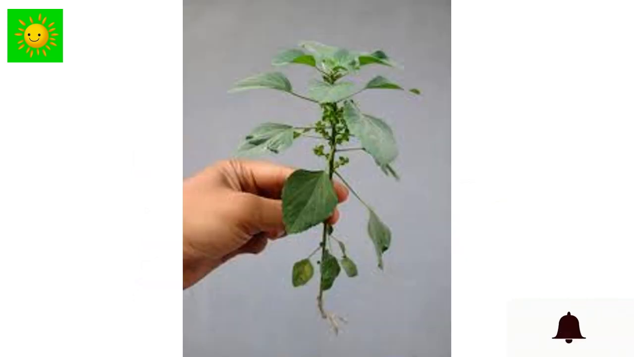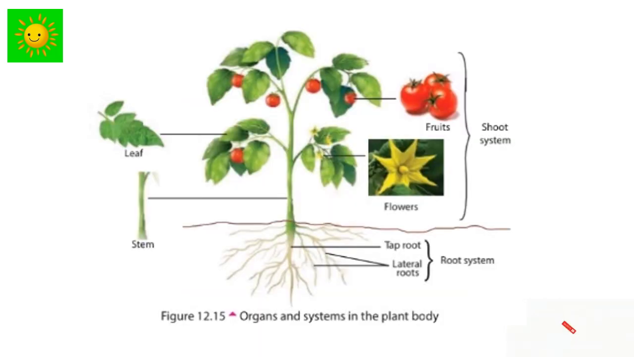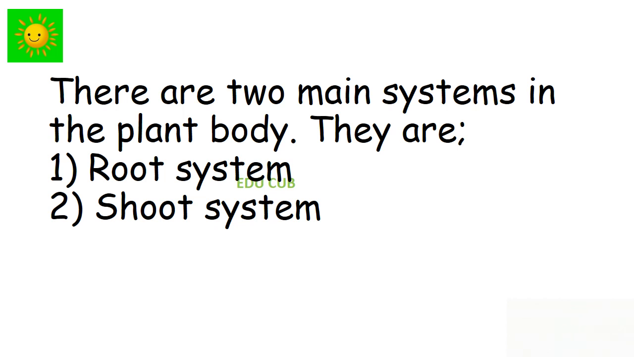As a sixth practical, you have to uproot a plant and observe the different organs and systems of it. You can see the organs and systems in the plant body. They are divided into two systems, shoot system and root system. The shoot system contains leaves, stems, flowers and fruits. The root system contains the taproot and lateral roots. There are two main systems in the plant body. They are the root system and the shoot system.